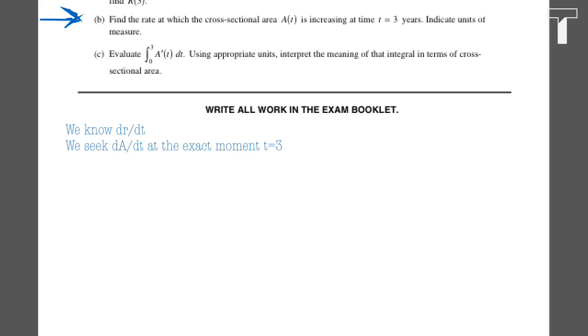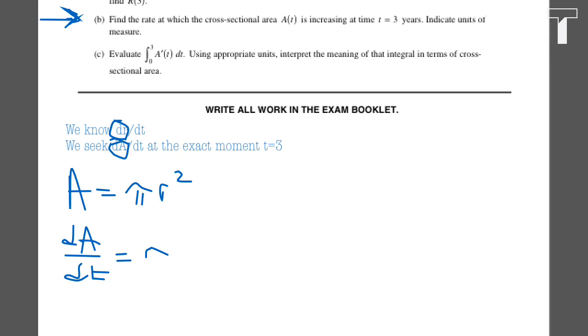So I need an equation that's going to relate r and A. You know the area of a circle is pi r squared. Now I'm going to take the derivative of both sides with respect to time. So dA/dt is pi times the derivative of r squared with respect to time, which is 2r times dr/dt.